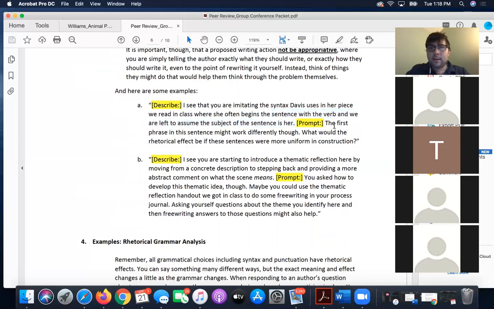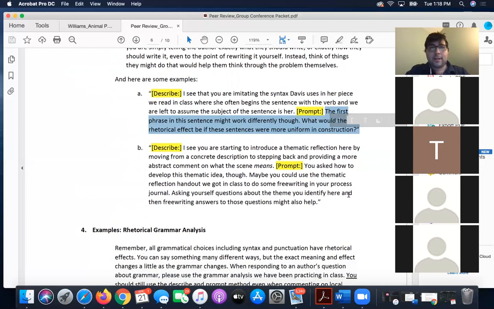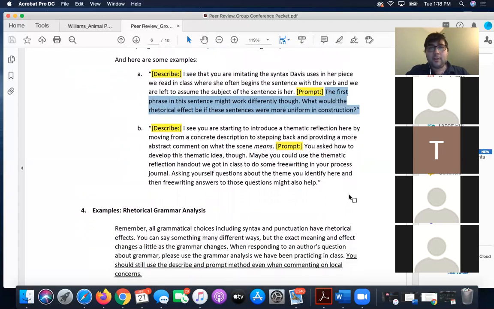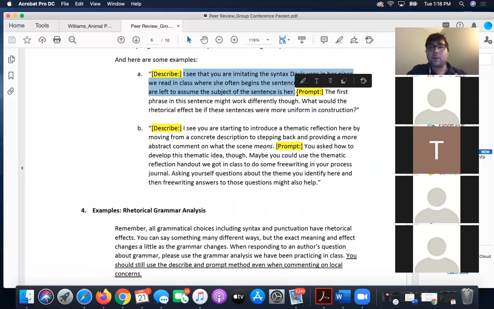Okay. Then they're going on to prompt the author back into revision. The first phrase in this sentence might work differently though. What would the rhetorical effect be if the sentences were more uniform in construction? So they're asking a specific question that will help that student author think about their text in a different way, based precisely on what they were noting in the description portion of their comment.